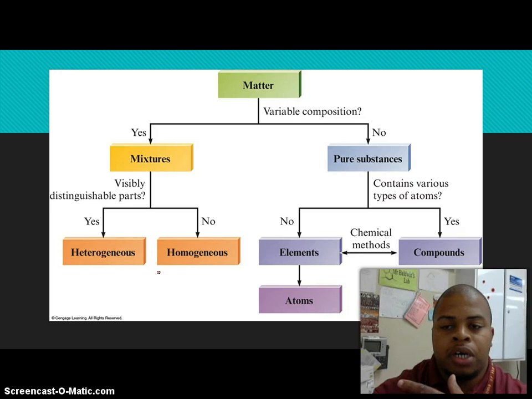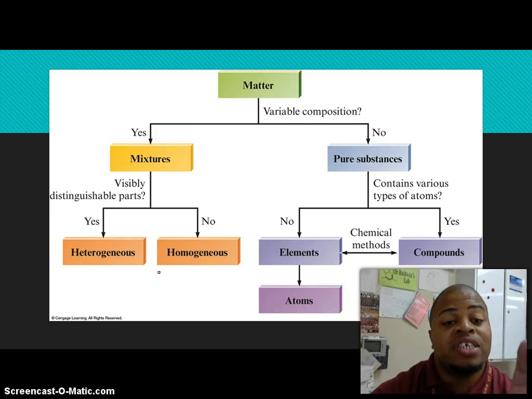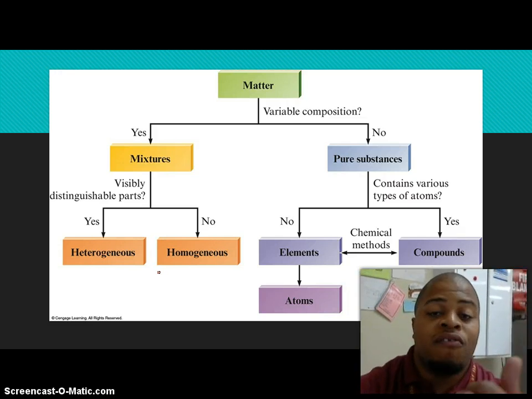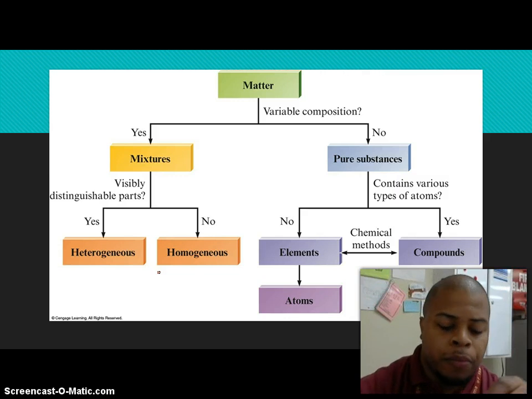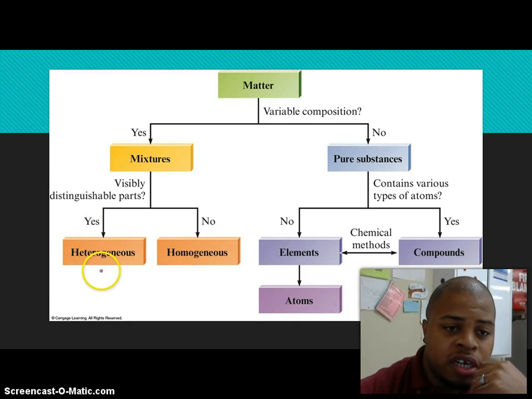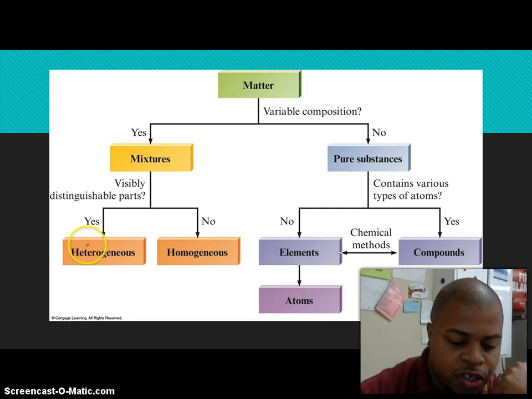If the answer is no, then we're going to run towards pure substances. If it's yes, we're going to move towards our mixtures. From there, we can begin to distinguish a couple of things. One, with our mixtures here, one of the things I want you to note is that they can be separated by physical means. So, physically separated.